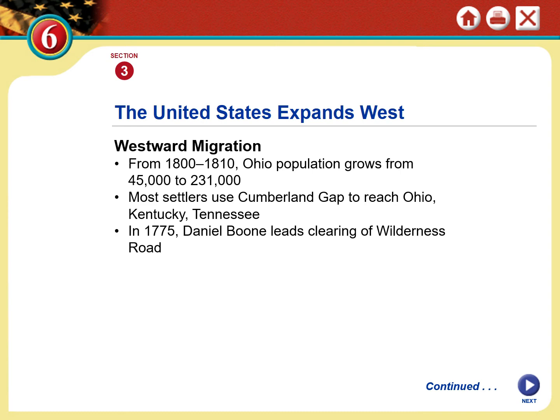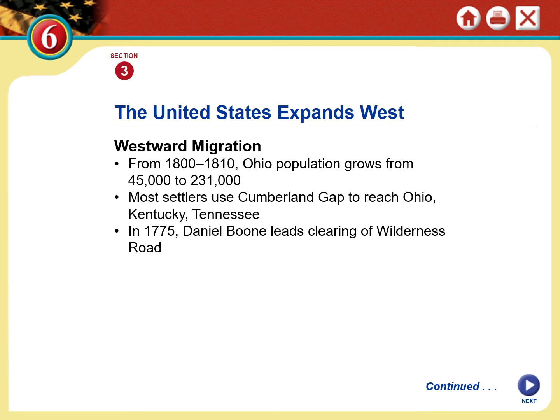I mean, Illinois was a territory at this time. Now it contains Chicago, one of our largest and most important cities. And so from 1800 to 1810, the population of Ohio alone grew to 250,000 people by 1810.